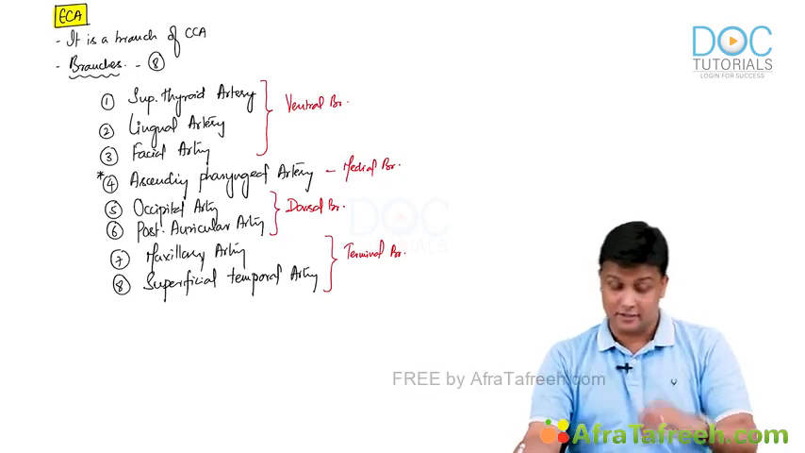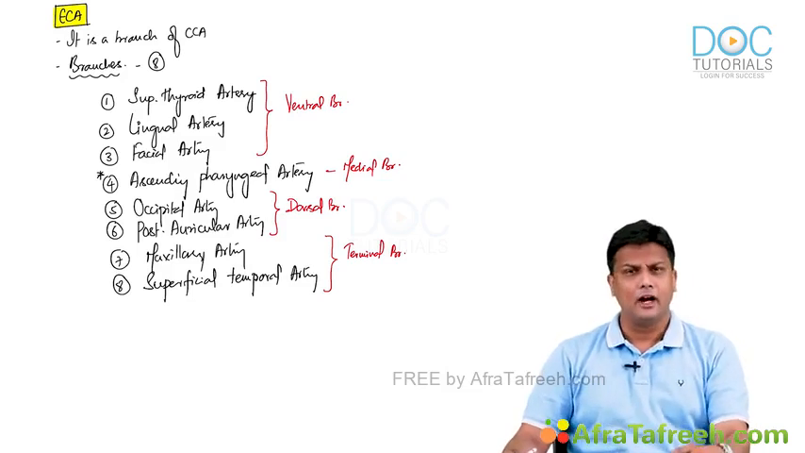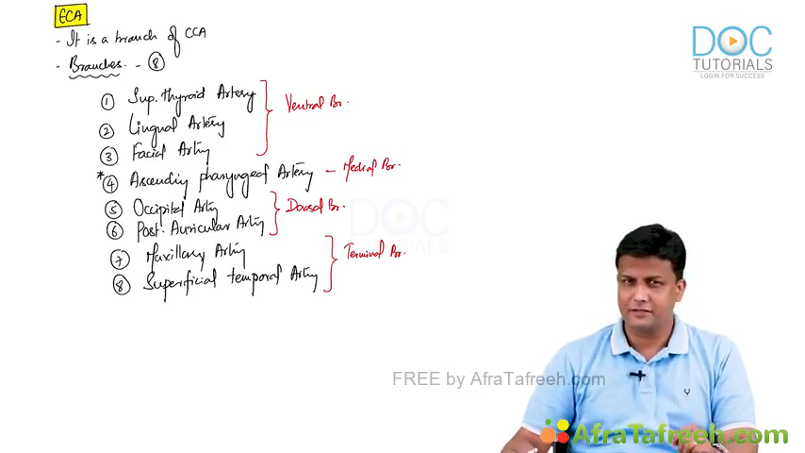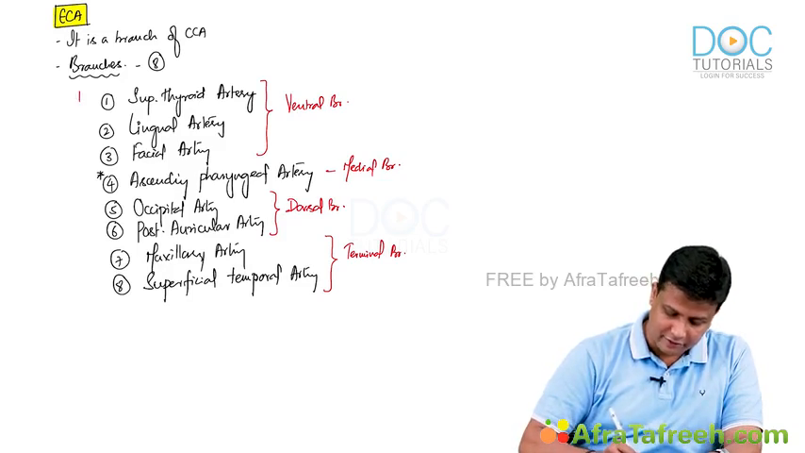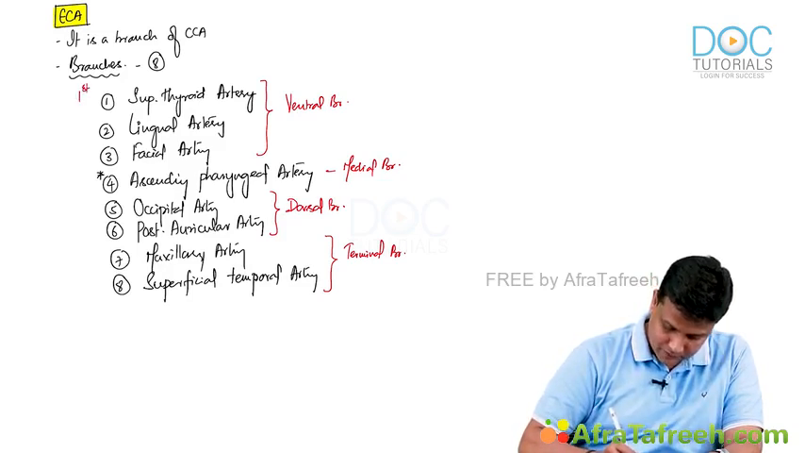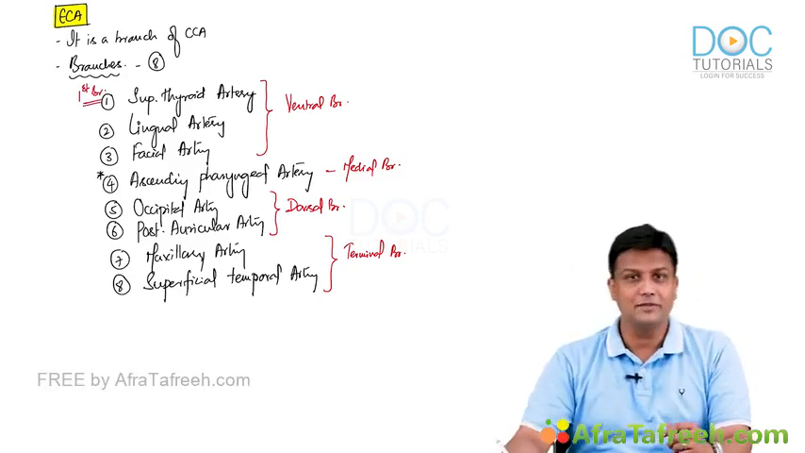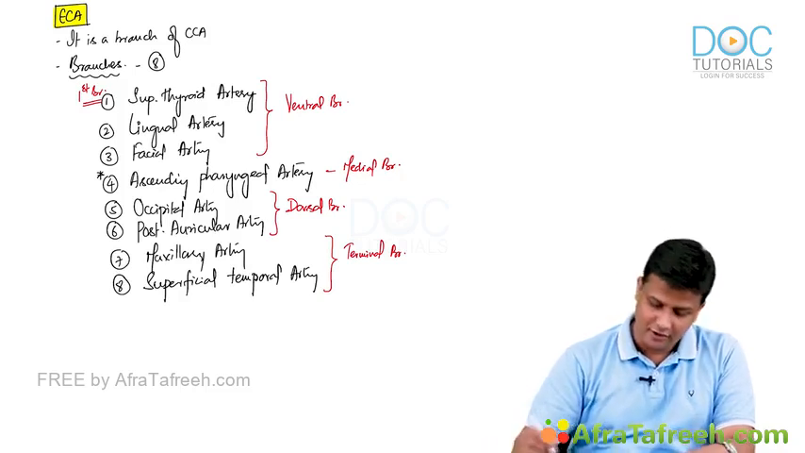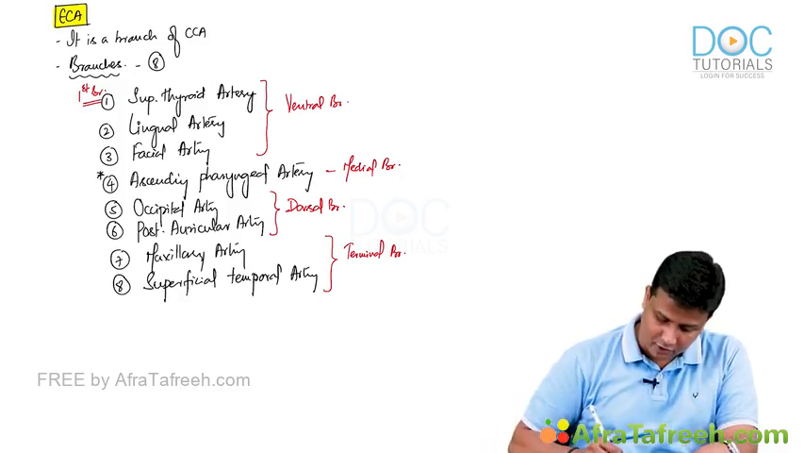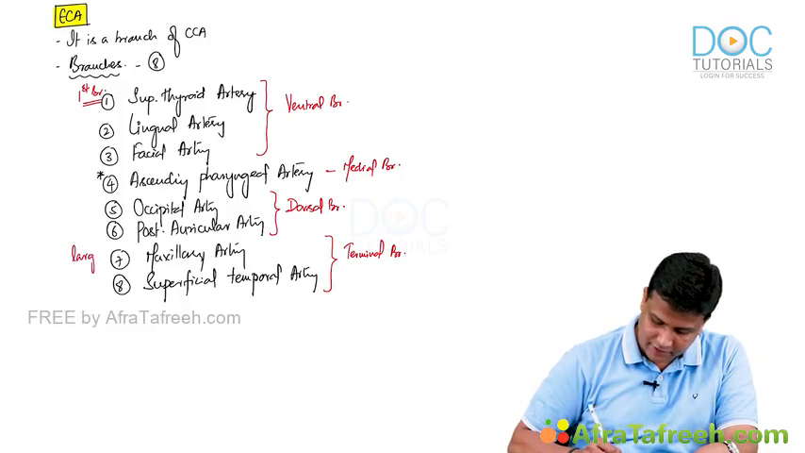Anything else? Yes, there is one more question asked in the exam. Out of all these 8 branches, which is the first branch of the external carotid artery? Remember, the superior thyroid artery is the first branch. It is the first branch of the external carotid artery. And one more MCQ which is possible here: out of all the 8 branches, which is the largest branch? The largest branch of the external carotid artery will be the maxillary artery, guys.